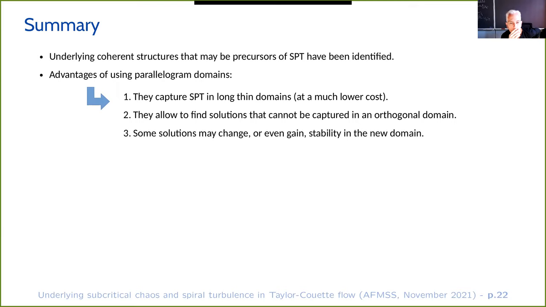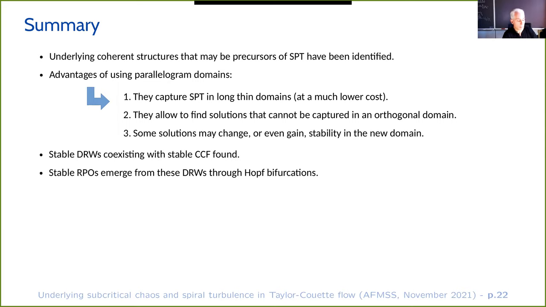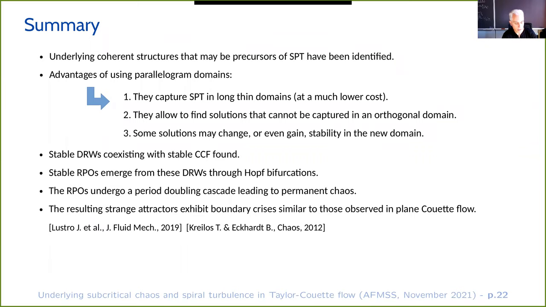Also, these solutions are very sensitive to small changes in the thickness of the domain, and in the stability, as we have seen. But the main point is that we have found stable rotating waves that coexist with the circular Couette flow. And more importantly, that these rotating waves later on generate relative periodic orbits that constitute at the end a strange attractor, a stable chaotic dynamics, and that this chaotic dynamics is eventually broken, or becomes unstable, through a boundary crisis that may be of two types.